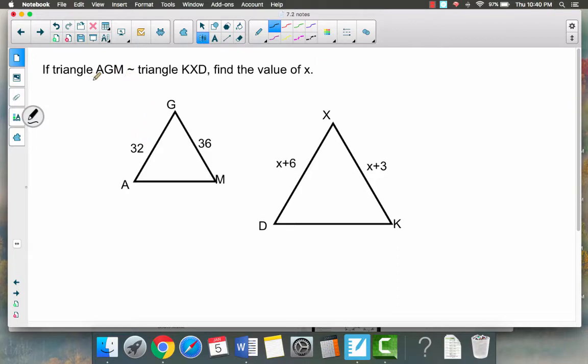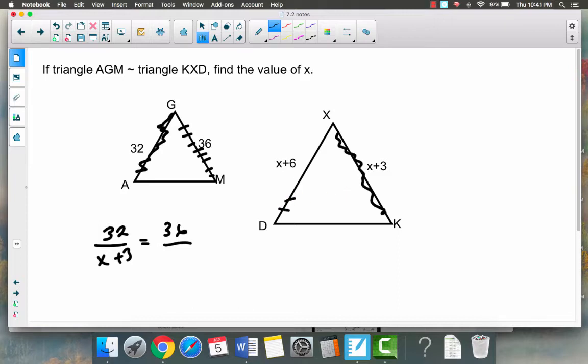So here it says triangle AGM is similar to triangle KXD. So we'll start with the left side. AG is the first two letters, so that's 32. It's going to correspond with KX, which is right here, so that would be the x plus 3. And then GM, which is the other side, so 36, is going to correspond with XD, so that would be x plus 6. So now we have a proportion set up. All we have to do is cross multiply.